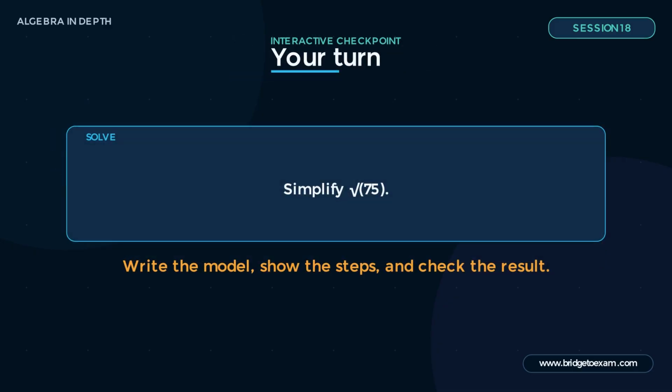Now it is your turn. Simplify the square root of 75. Pause, write each algebra step, and use the next 6 seconds to finish your solution.